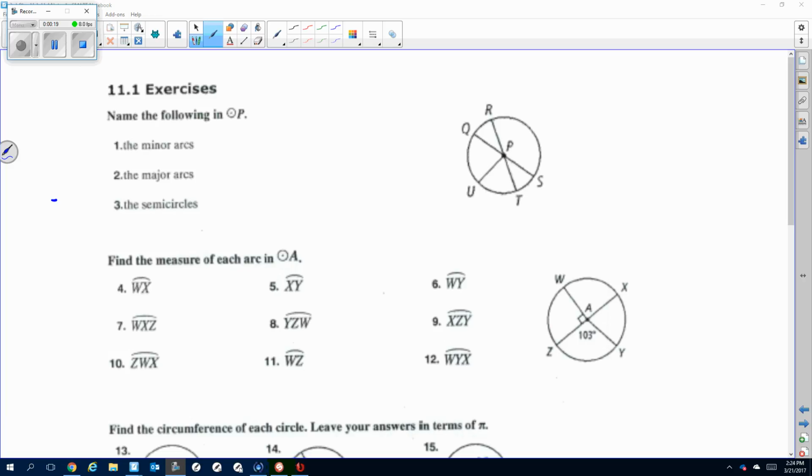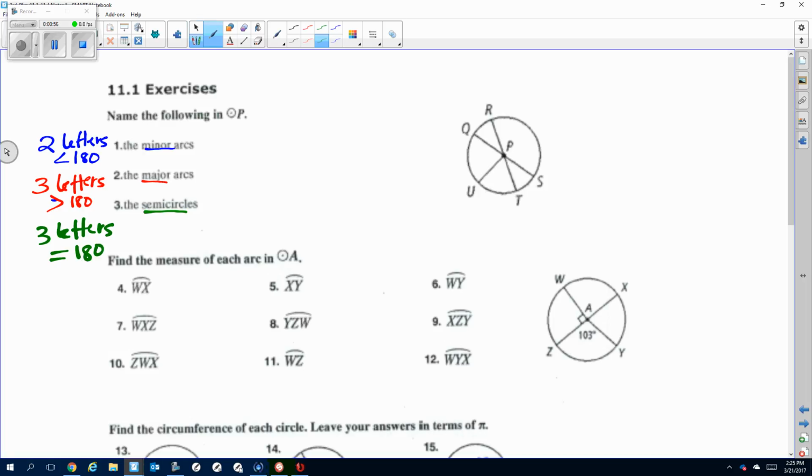If it's a minor arc, we name it using two letters. Okay, two letters that are on the circumference or on the edge of the circle. And a minor arc is always less than 180 degrees. If it's a major arc, we use three letters to name it. Okay, and if it's a major arc, it's greater than 180. If it's a semicircle, again we use three letters to name it, but it equals 180 degrees.